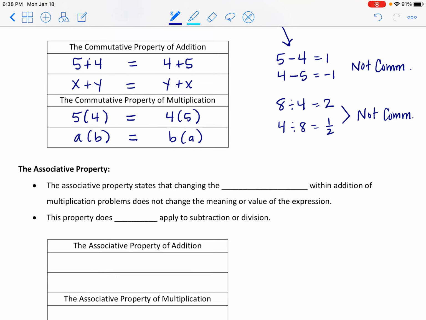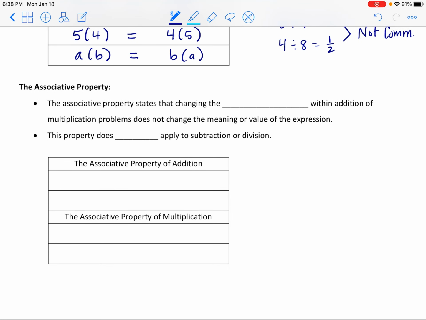All right, so the associative property is another one that you'll see. You will not see this as commonly as you see or use the commutative property, but it's another good one to know. The associative property says that changing the grouping within, again, a math problem that contains addition or multiplication does not change the meaning or value of that expression.